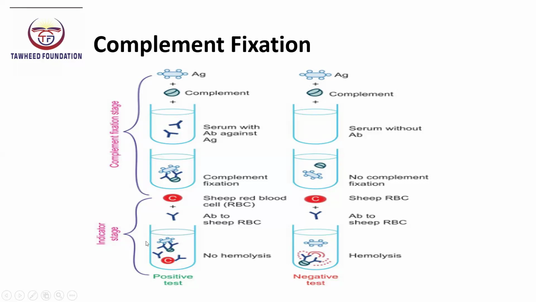Step 3. If the complement was fixed, RBCs remain intact. That means no hemolysis, a positive test, and antibody is present. If complement was not fixed, that is, RBCs are lysed and hemolysis occurs, it is a negative test and antibody is absent. So intact red cells, positive complement fixation, means the patient has specific antibodies. Lysed red cells equals negative, the patient lacks antibodies.